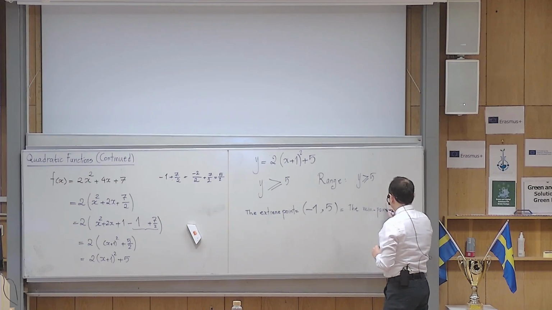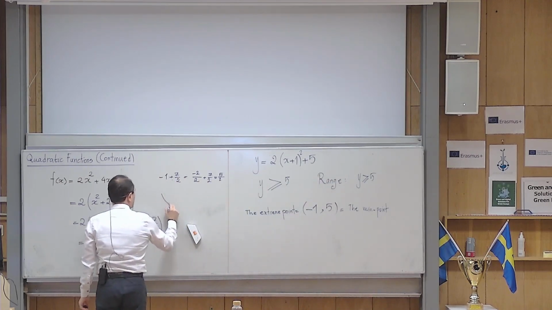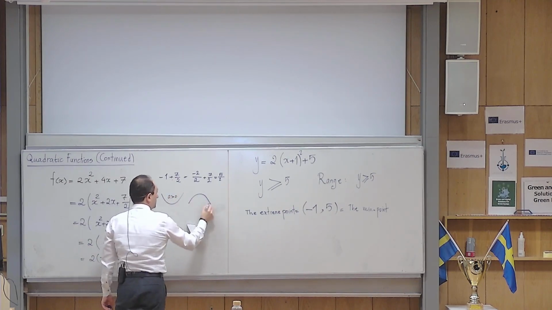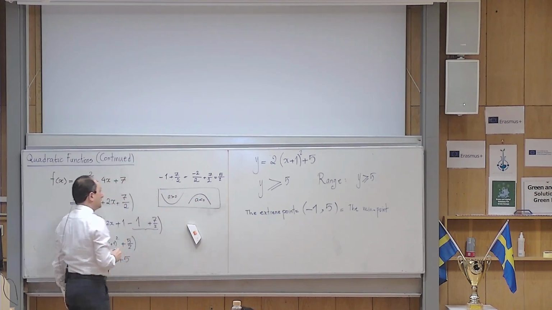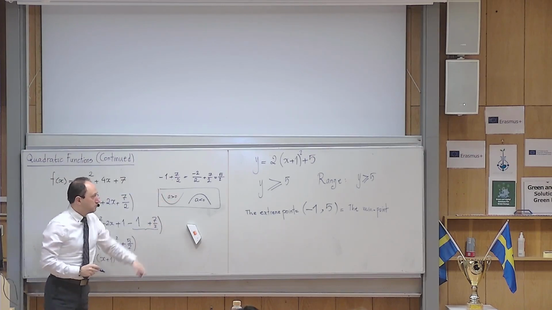Could you predict this is a minimum point? Yes, because I told you, memorize this. You can draw this picture. If you have this scenario, A is positive. If you have this scenario, A is negative. It is good to have this picture in mind. So here A is positive, so I should have this scenario. It should be a minimum.